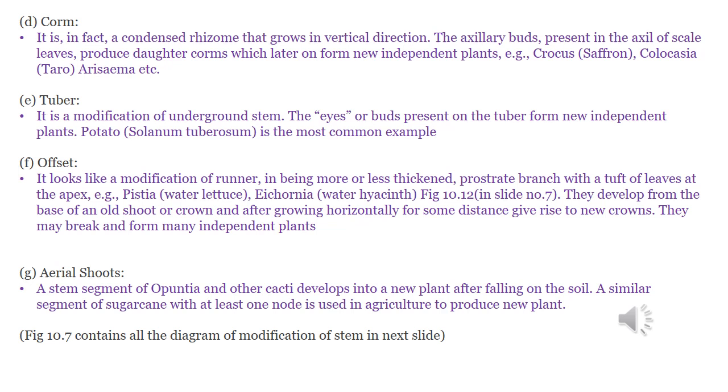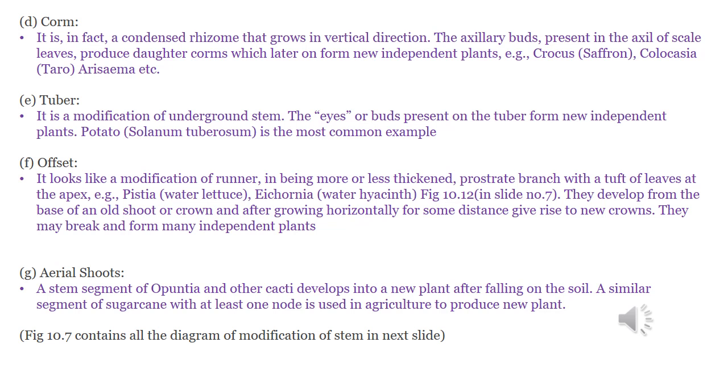Alright, so the next type of modification of stem is called aerial shoot, that is aerial modification. A segment of stem, for example in Opuntia and other cacti plants, may develop into a new plant. This you might have observed in cacti, Opuntia. Those are plants which are considered xerophytic plants. They develop into a new plant after falling on the soil. What happens? A segment of the stem falls on the soil and it grows into a new plant.